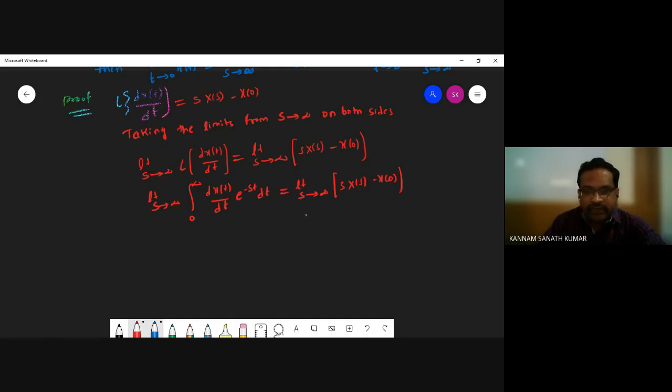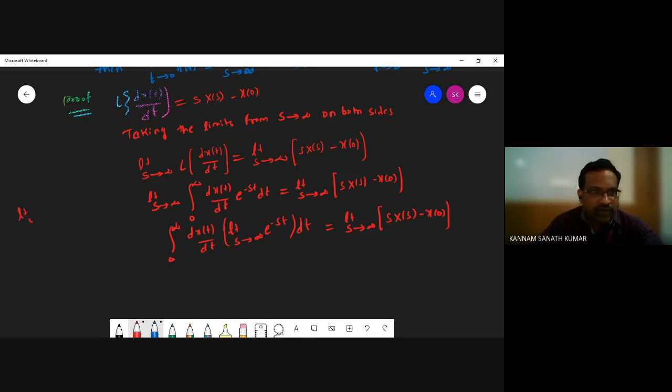Now interchange the limits. If you apply the limits inside, what you are getting is the integration from 0 to infinity of dx(t)/dt times the limit as s tends to infinity of e^(-st) dt. This is equal to the limit as s tends to infinity of s X(s) minus x(0).